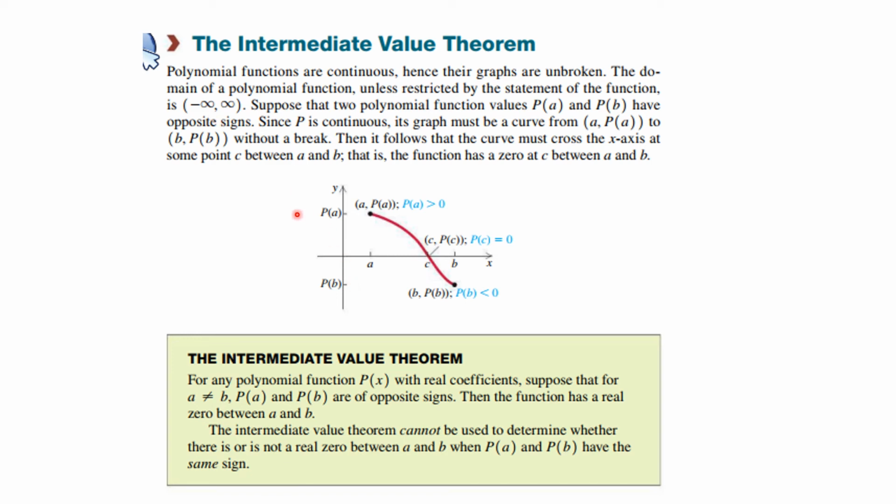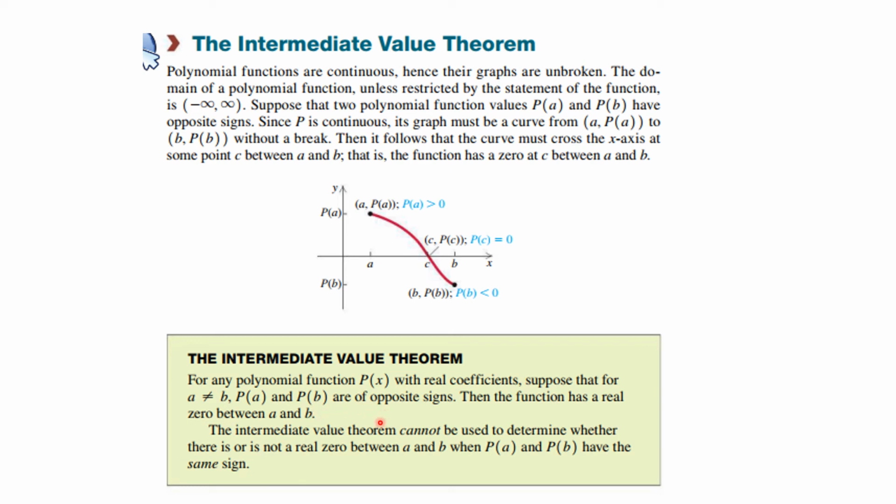And what the intermediate value theorem is talking about is, okay, so if you're going from a positive value of y to a negative value of y and never lift your pencil from the piece of paper, you have to cross the x-axis. So that means if p of a is positive, and p of b is negative, you must cross the x-axis between a and b. And that's the statement of the intermediate value theorem. I am going to read this along with you. So if you have any polynomial function with real coefficients, and p of a and p of b are of opposite signs, then there has to be a real zero between a and b.